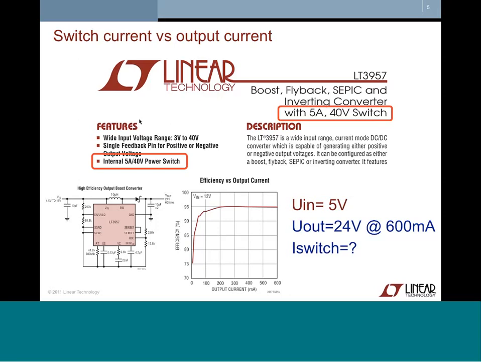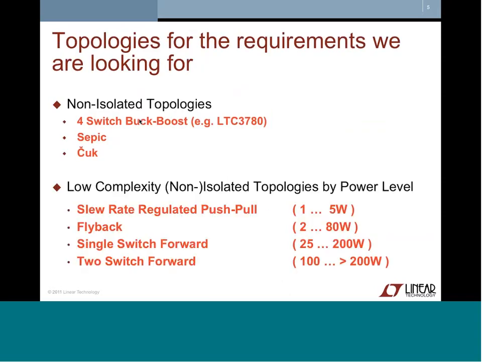The situation dramatically changes when we lower our input voltage, for example, to 5 volts. Then the difference between the output and the input is 5 times. So we have to actually multiply the output current by these 5 times. The efficiency will be lower than shown on the picture, so the situation is even worse. Maybe in this situation, this 5 amp 40 volt switch will withstand, but it's really on the edge. Please remember that what is written on the first page of the data sheet, 5 amp 40 volt switch, these are the parameters of the switch, not the output current itself.